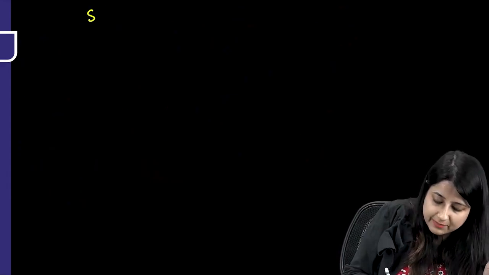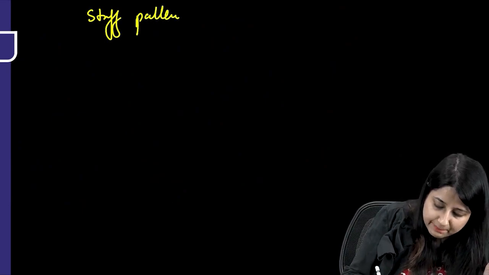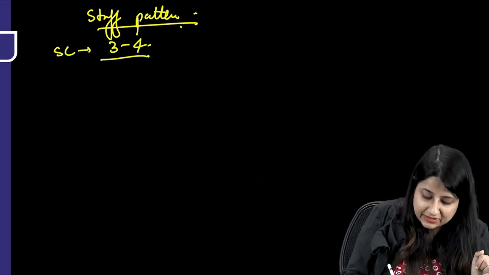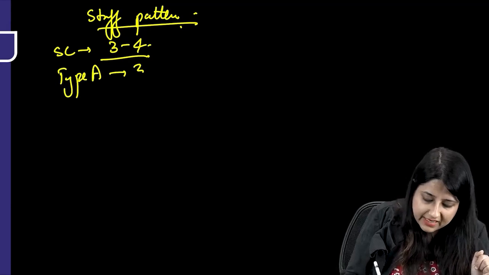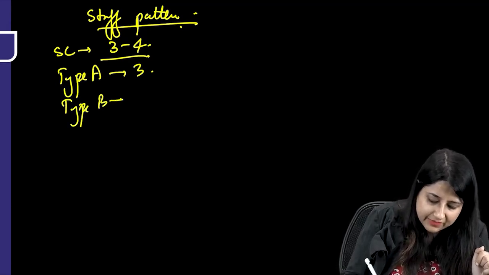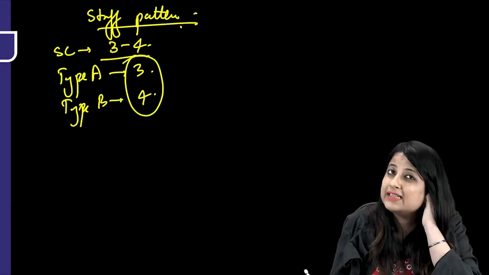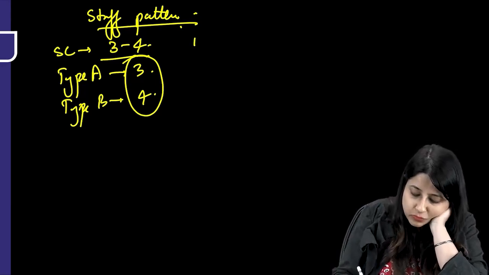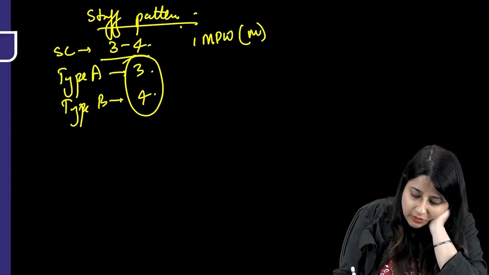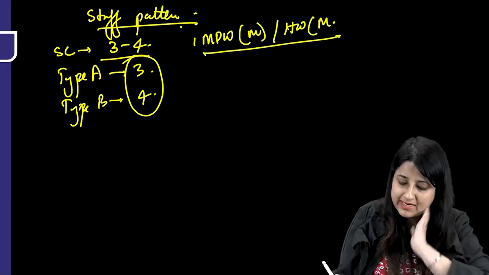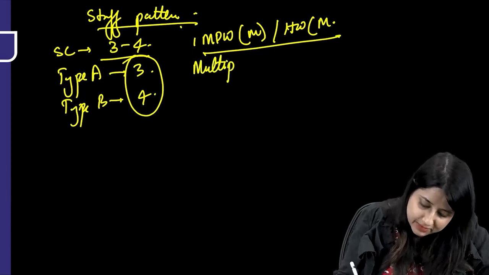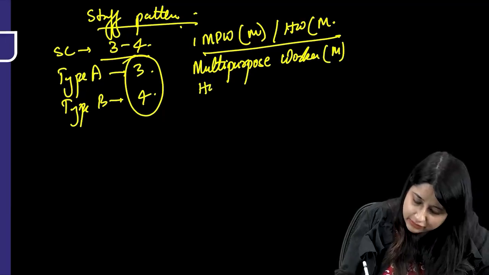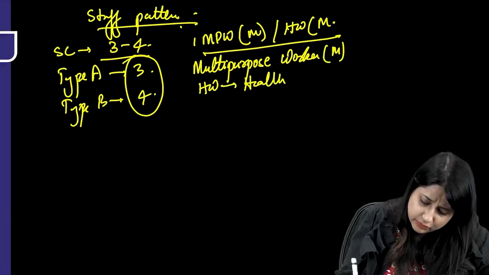Okay, so this is a very basic gist which I have provided you: population, categorization, and beds, most expected in exams. Now, if somebody asks you about the staff pattern, please remember, in a subcenter we said 3 to 4. Who are these 3 to 4 people? In a type A subcenter we have 3, and in a type B subcenter, everybody, we have 4. But who are these 3 and who are these 4? Remember, a subcenter has no medical officer. This is one MPW male, or HW male. What is MPW male and HW male? Multi-purpose worker male, and HW is health worker male.